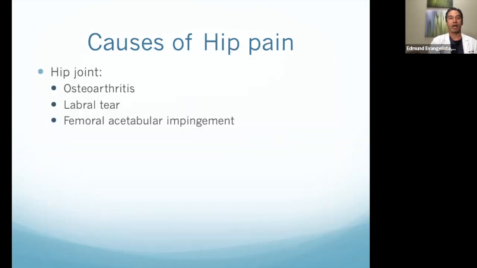So what are the different causes of hip pain? You can have pain from the joint itself, from osteoarthritis, which is wear down of the cartilage in the joint. You can have a tear of the labrum, which can also cause pain from the joint. And then a condition called femoral acetabular impingement, which is basically a pinching or impingement of the femoral head and neck up against the roof of the socket or the acetabulum.